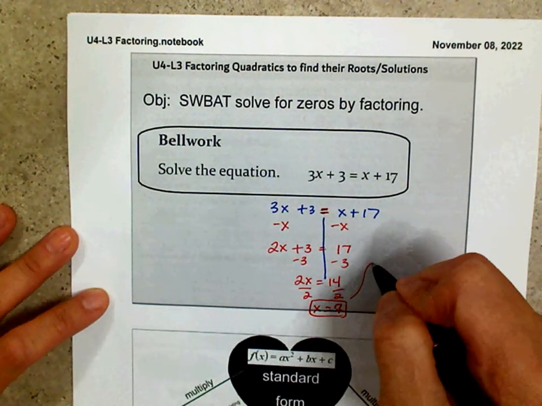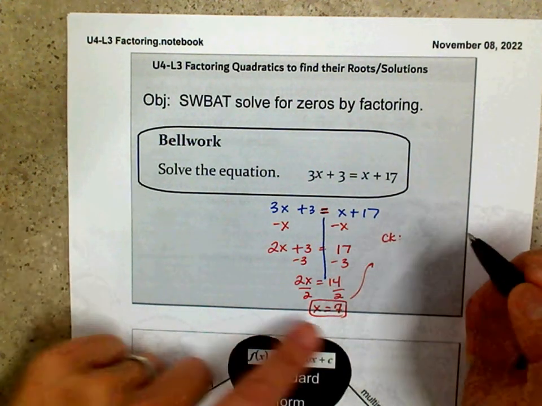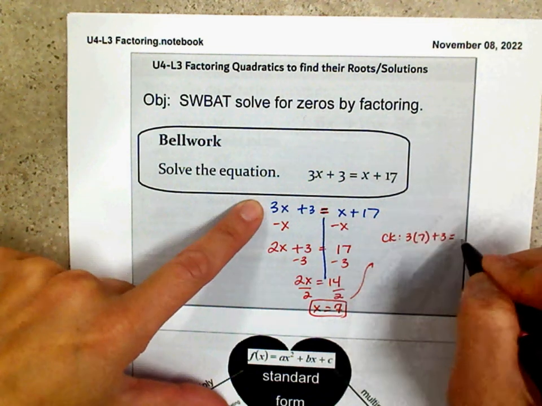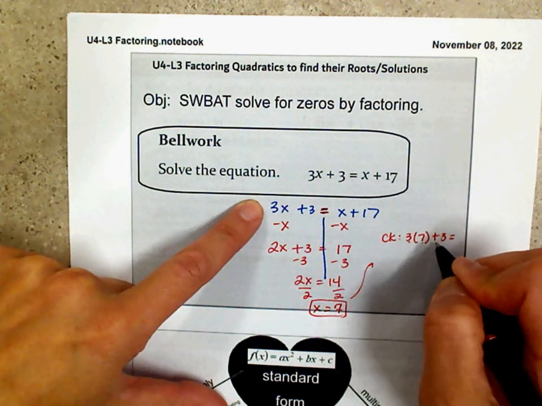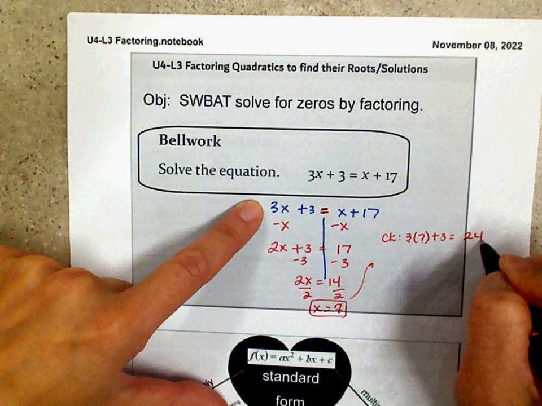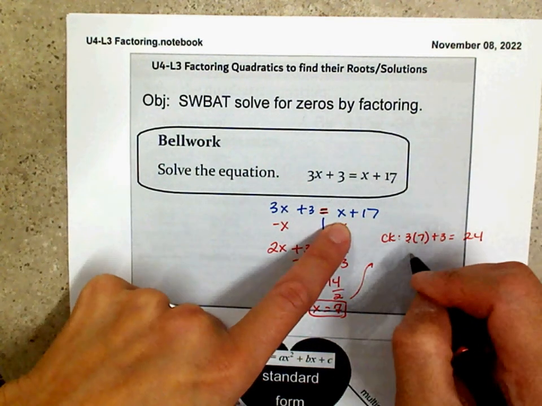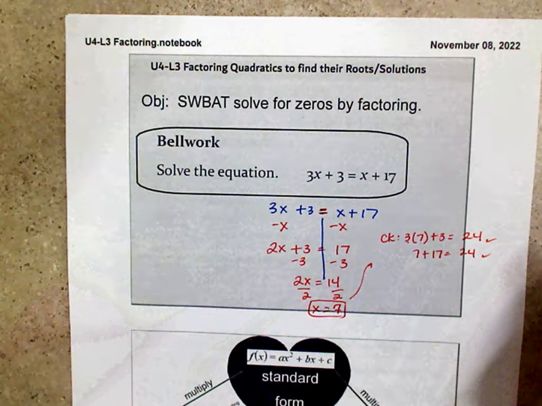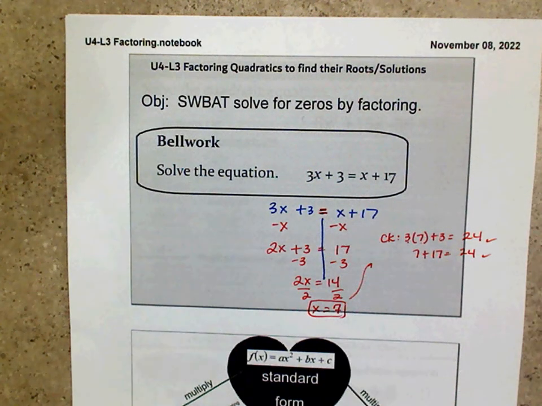Okay? And if you were to check, you can plug in your 7. 3 times 7 plus 3. 3 times 7 is 21. 21 plus 3 is 24. Let's check over here. 7 plus 17 is 24. They are equal to each other, so your answer is correct. And there you have your solving the equation.